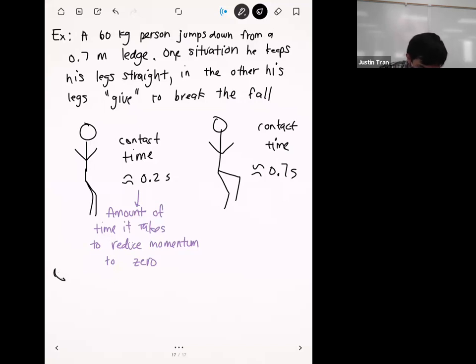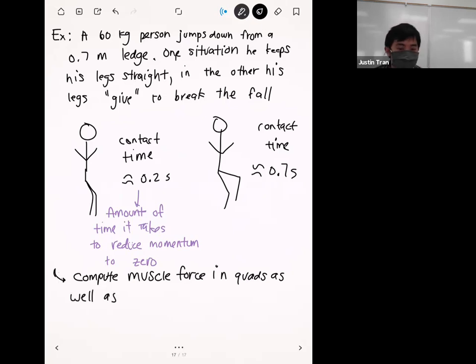And so let's take these two situations and let's compute the muscle force in the quadriceps, as well as the joint reaction forces in the knee in order to achieve this change of momentum.